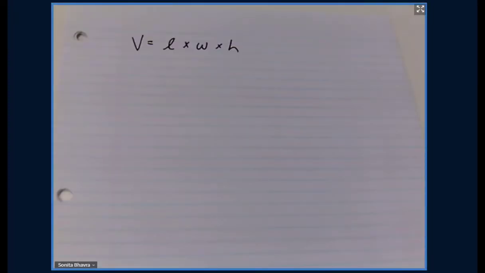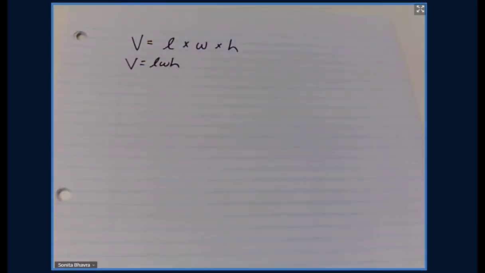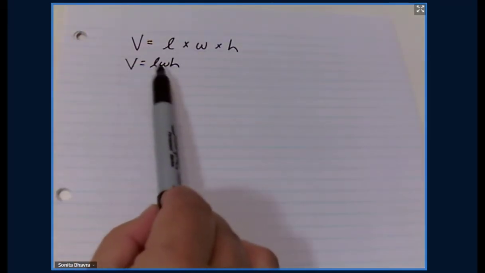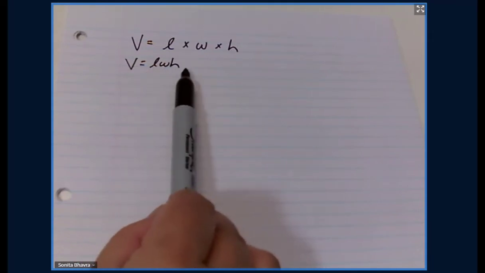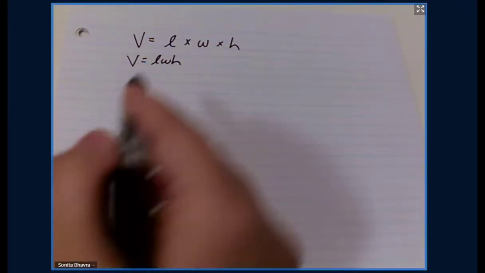All right, so the volume formula for rectangular solids or rectangular prisms is volume equals length times width times height. You might also just see it written like this, LWH. It still means the same thing. Anytime you have variables or letters right beside each other like this, it means multiplication. So let's take a look at our example.